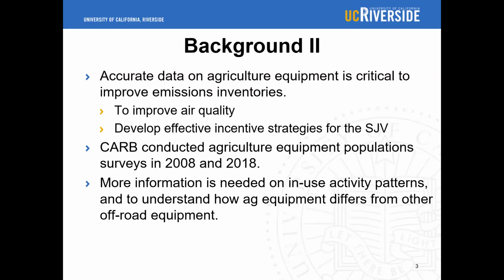So definitely an area that is important in terms of understanding the emissions inventory and really making it accurate. So the importance of this accurate data for agriculture equipment is, in fact, that we need to improve and have very good emissions inventories. Obviously, that's what is utilized to develop and try out different strategies, both from a regulatory standpoint, but also from an incentives standpoint.